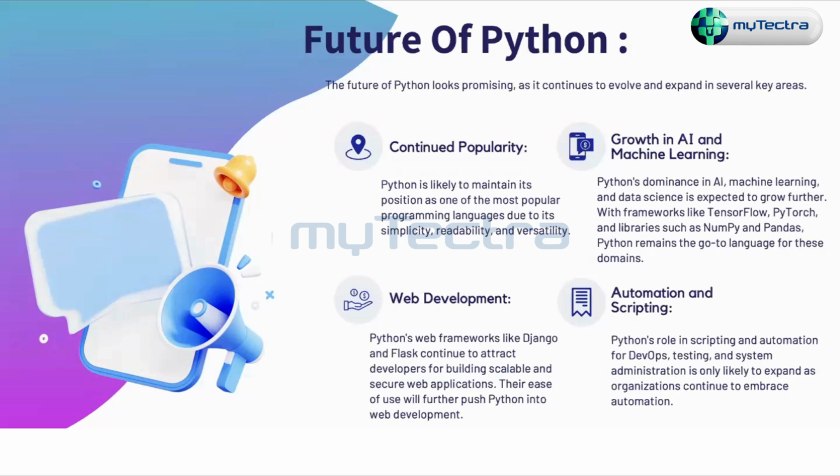Okay. So just read it, just for the knowledge, like what else things are there. If you are interested in AI and machine learning, it is Python dominance in AI, machine learning, and data science. These three things come together when we talk about AI ML. So we deal with artificial intelligence, machine learning, and data science. It is expected to grow further. With frameworks like TensorFlow, PyTorch, and libraries such as NumPy and Pandas, Python remains the go-to language for these domains. These are the few libraries and frameworks that you will be using when you work with AI or ML models.